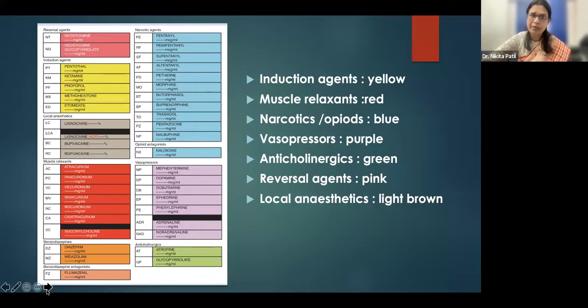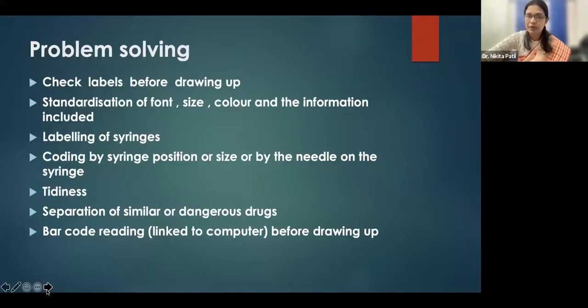This is universal, but still there are new companies coming and they have varied color coordination, which may confuse us. So it is always better to be vigilant, read it, and then go ahead. Now, problem solving. We have seen what can happen. Now, how to avoid them.